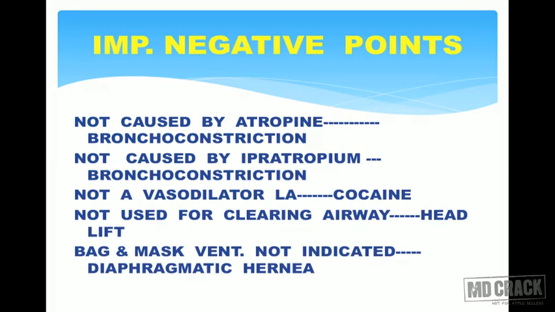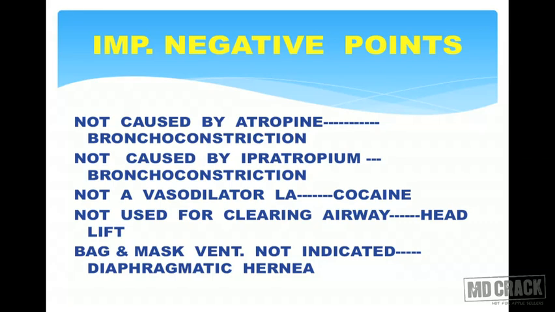And some of the negative points which you must know, that is, what is not caused by atropine. Sometimes questions are framed in such a way that they are not positive questions, they are negative questions. So imagine a question comes to you like, what is not caused by atropine? The one thing that is not caused by atropine is bronchoconstriction, and your mind should be very clear. What is not caused by ipratropium bromide? Again bronchoconstriction.